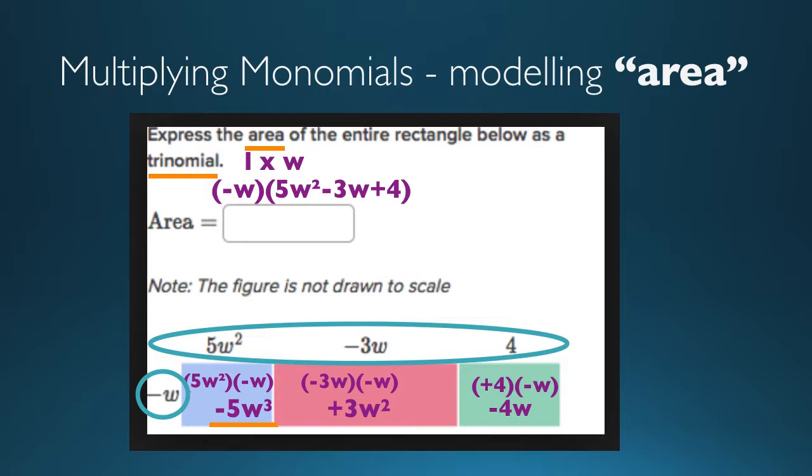So that's going to give us an area of negative 5w to the power of 3 plus 3w to the power of 2 minus 4w. So we can express the area of that entire rectangle as minus 5w to the power of 3 plus 3w to the power of 2 minus 4w.